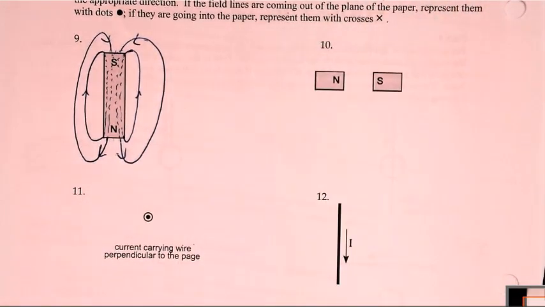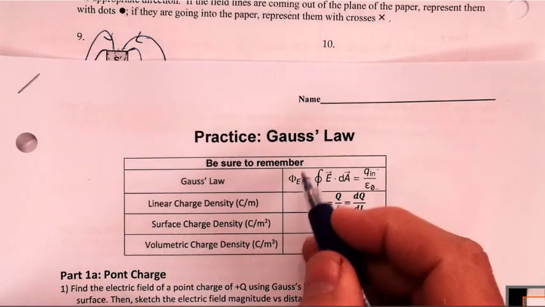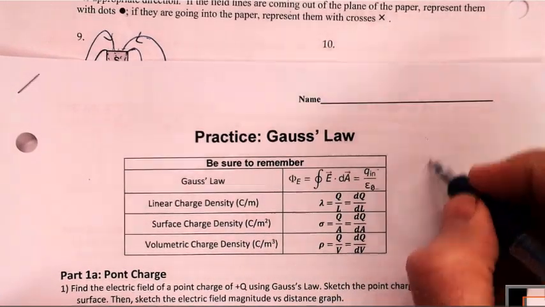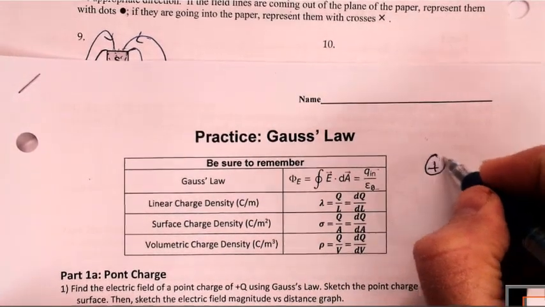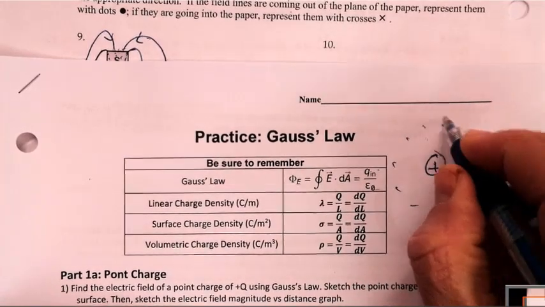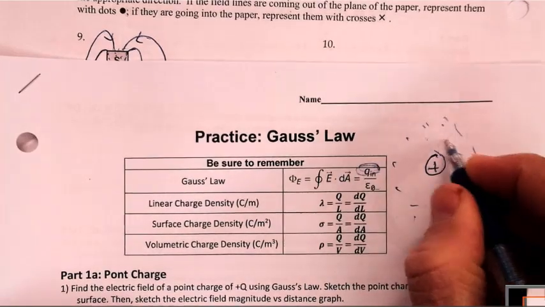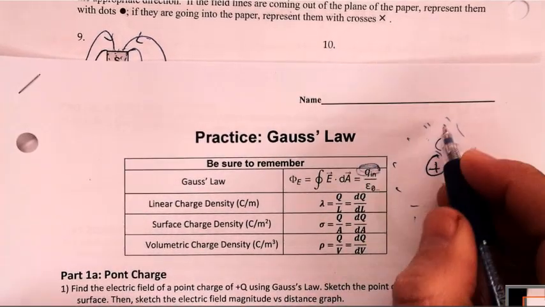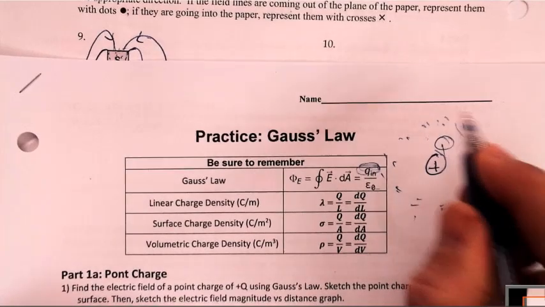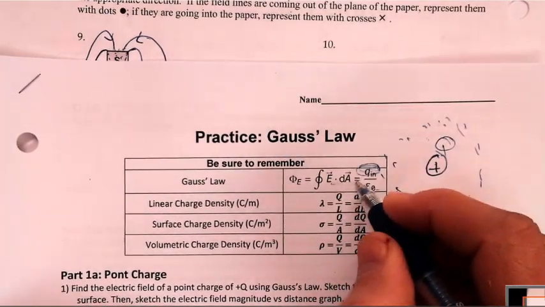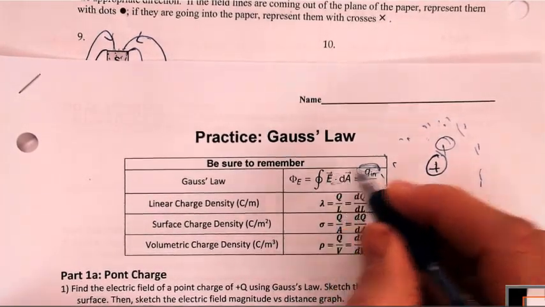A little bit of review. Remember Gauss's law? The surface integral of E dot dA is equal to Q enclosed over epsilon naught. So for example, here's a charge. If I want to find the electric field here, it's pretty easy to do. All I have to know is the Q enclosed, which is just Q, and the area of my Gaussian surface. That's really all I need to know to find the electric field.